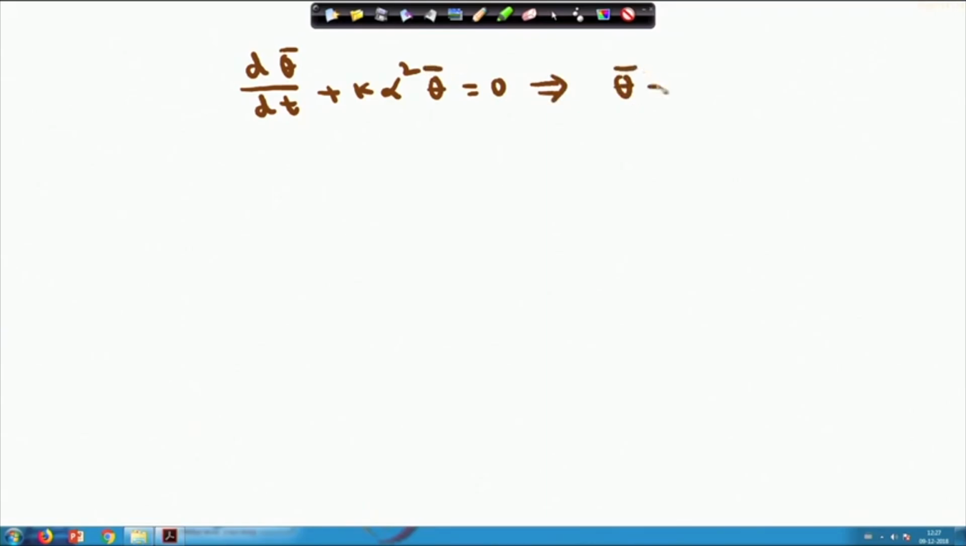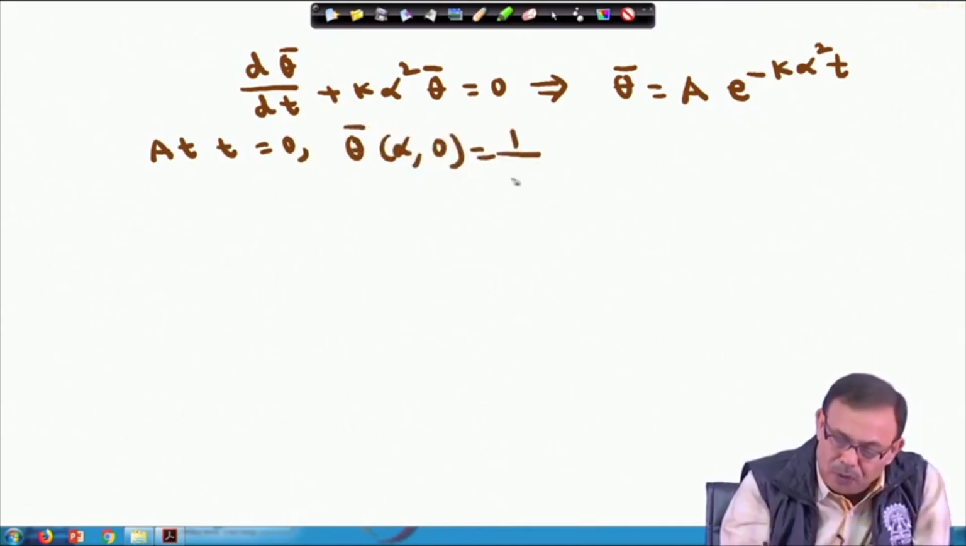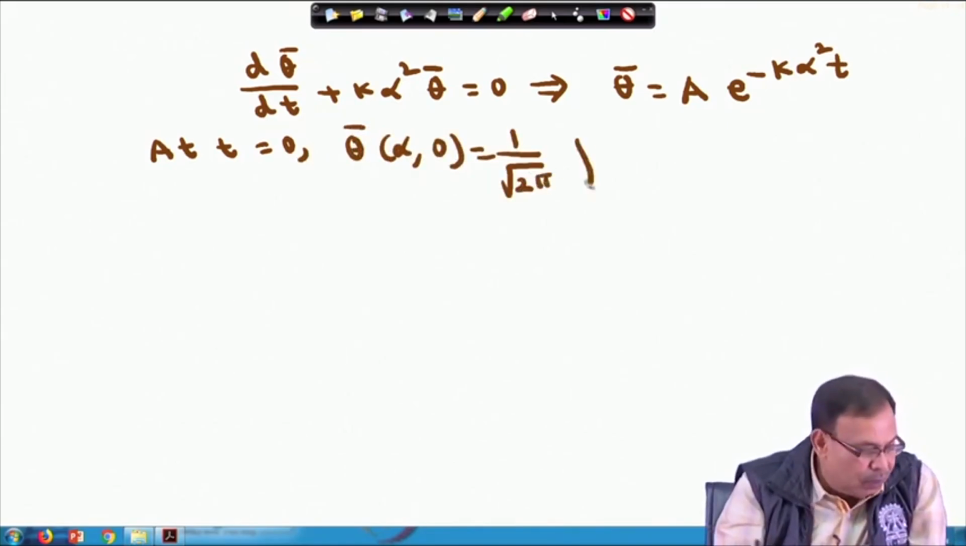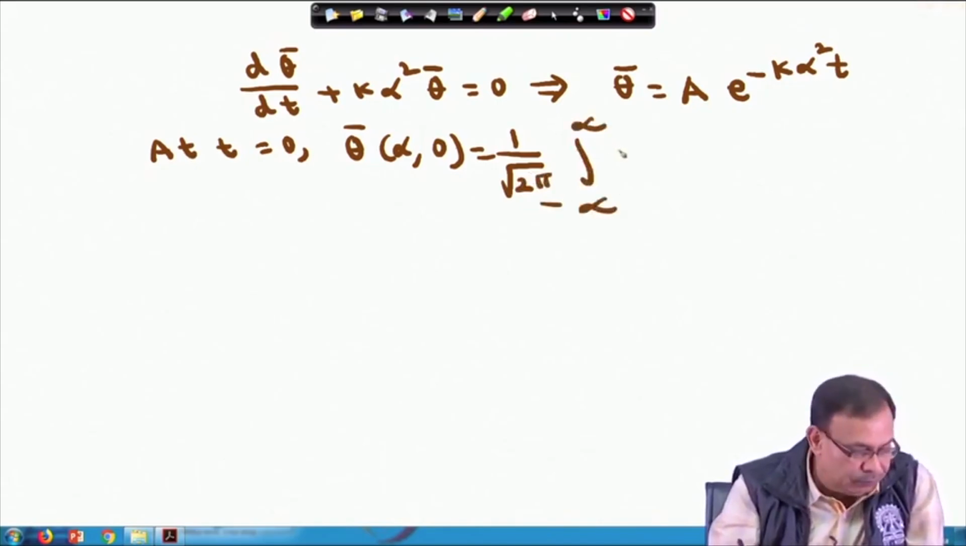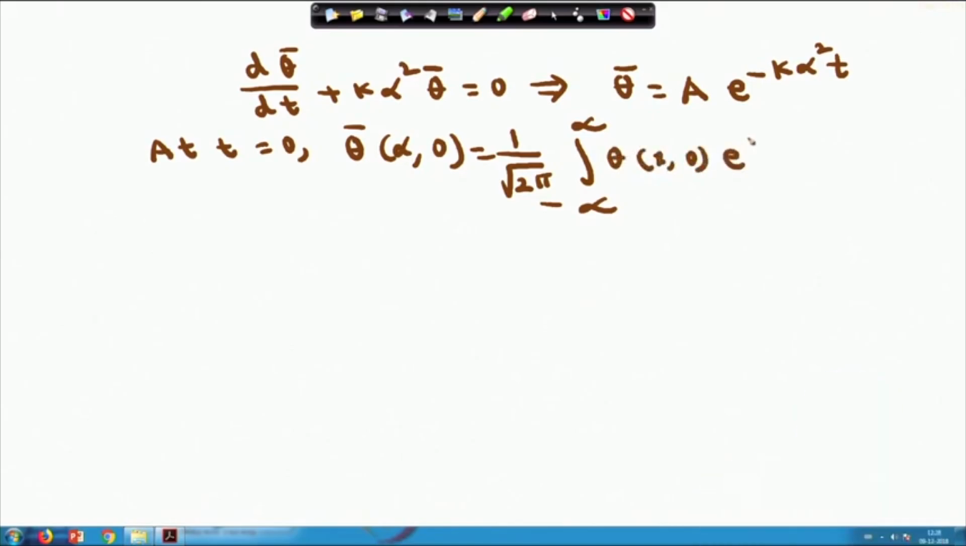So, the solution is theta bar equals A e power minus k alpha square t. Now, I have to find the value of A at t equals 0, theta bar alpha 0. This equals 1 by root 2 pi, integral from minus infinity to infinity, theta x 0 into e power i alpha x dx, as a function of alpha.